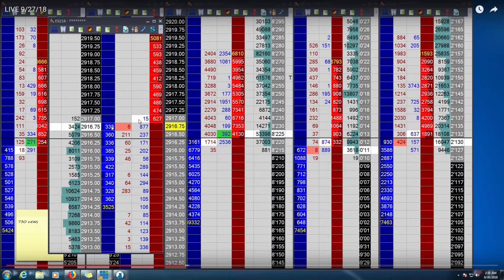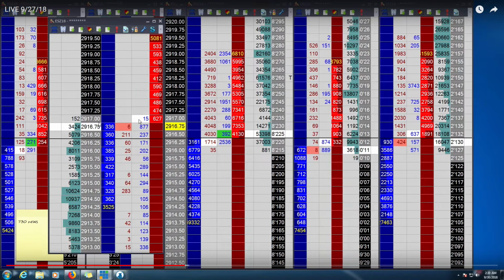Let's focus on the blue column here. So you see 336. That is 336 contracts, and that is a limit order. There's 336 on the bid at $29.1675. So it is currently at this price. A total of 3,424 contracts have traded at this price. The price above it, only 152 contracts have traded at this $29.17 even.